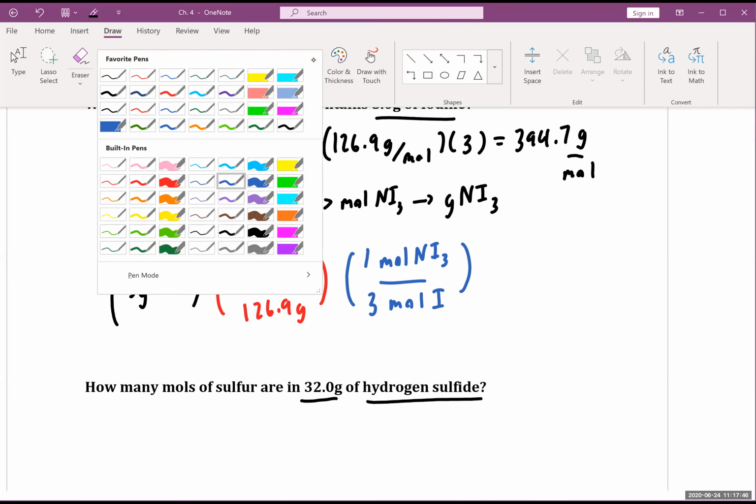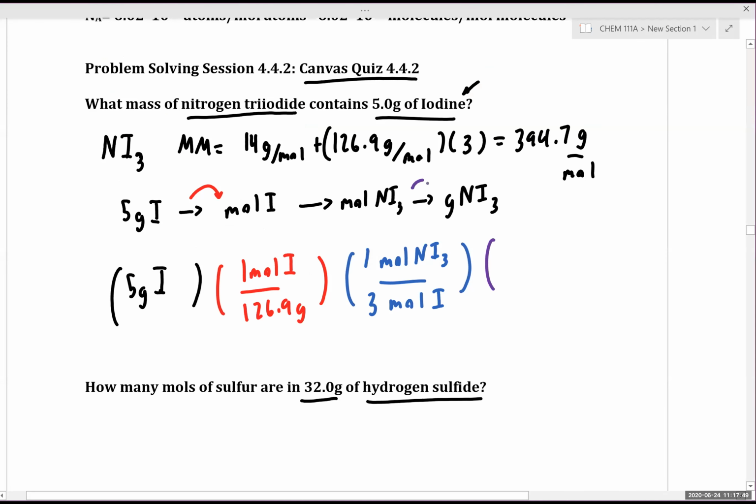And then finally, to go from moles of nitrogen triiodide to grams, we know we have 394.7 grams per 1 mole of nitrogen triiodide. Now let's punch this into our calculator. We have 5 over 126.9 times 1/3 times 394.7, and that in turn gives us 5.2 grams of nitrogen triiodide.